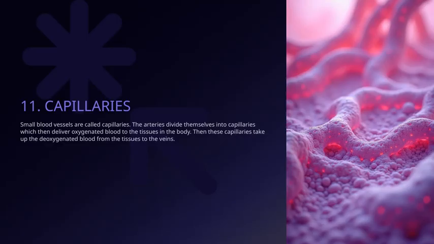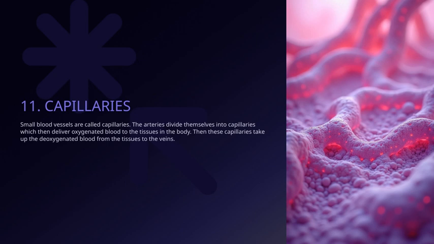Now let's talk about small blood vessels called capillaries. These tiny vessels are where the magic really happens. The arteries, which you can think of as the main highways of blood flow, divide into these much smaller capillaries. Their main job is to deliver oxygen-rich blood to the tissues throughout your body.